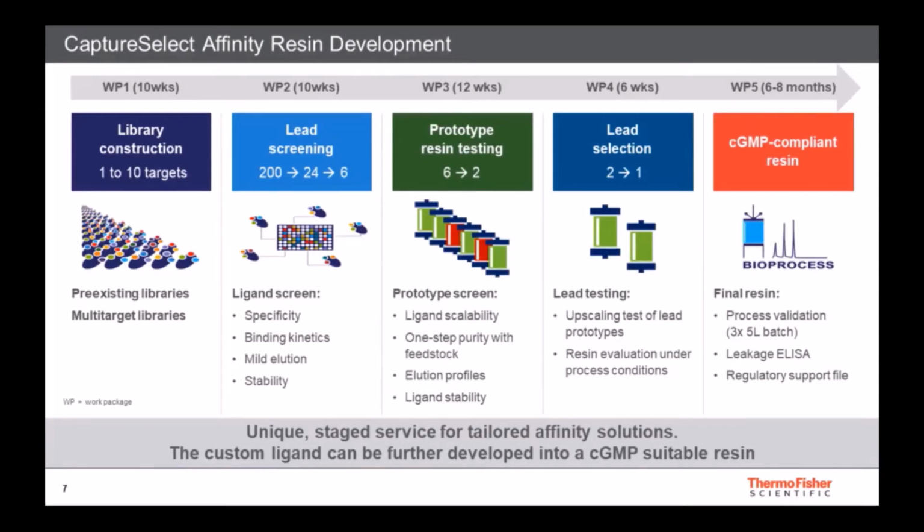And then from there, we move into resin validation. And again, this is done in a 3-lot validation, a minimum 5-liter batch size. We can do batches up to 250 or 300 liters, depending on what the customer needs. But typically, to start, it's a much more modest scale. And from there, once we validate the process, we'll also generate a leakage ELISA and a full regulatory support file, which is suitable for filing with the agencies around the world. And so, really, the goal is again to get to a BioProcess GMP ready resin, and that's really what we're after when we do this.